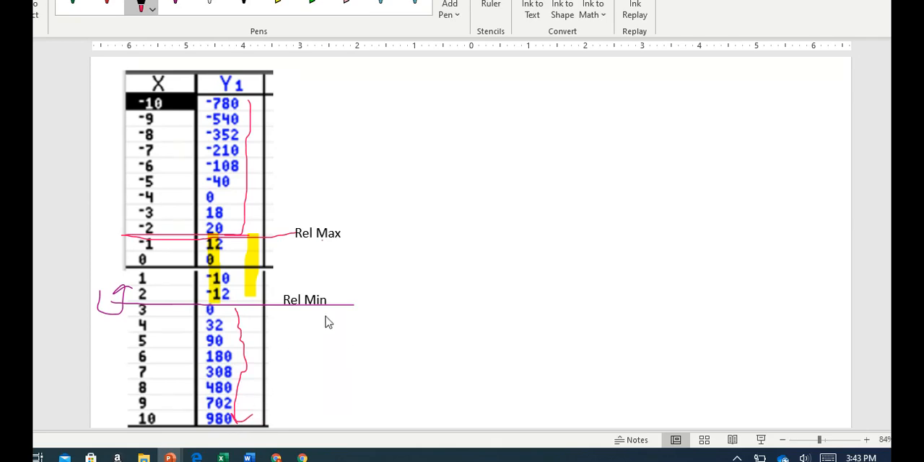Okay, let's take a look and see if there's any symmetry. Well, I got negative 780. I don't see any numbers that repeat. Well, there's a 0 here and a 0 there, but they don't match in between. So there's no symmetry for table number 4.